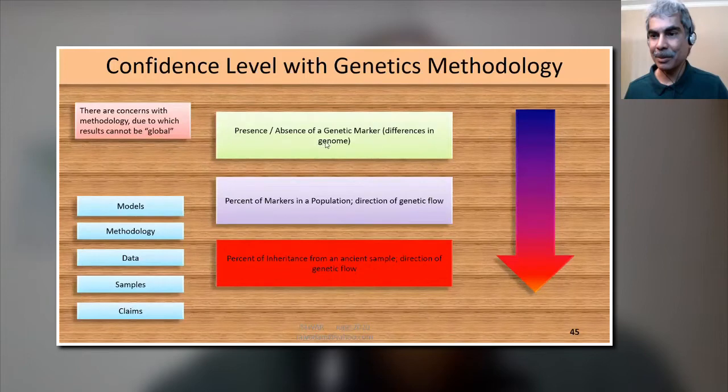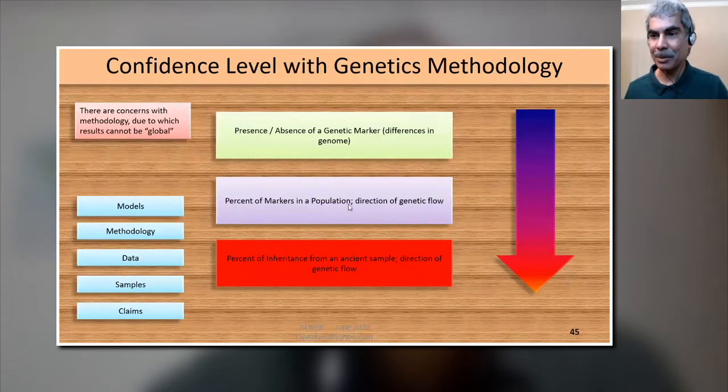There are three major kinds of studies that come out of genetics. One is the presence or absence of a genetic marker. This is the differences in the genome. Now, if I say that that person has this particular marker and I don't have that marker, that is a fact, because you can actually take the genetic samples, do the sequencing, read out the data and say, yep, he's got that, you don't have that. So this part of it is fact, so we can accept this.